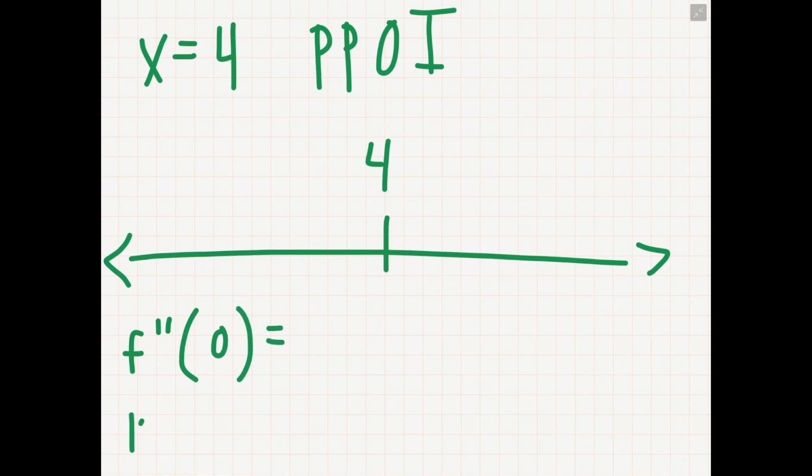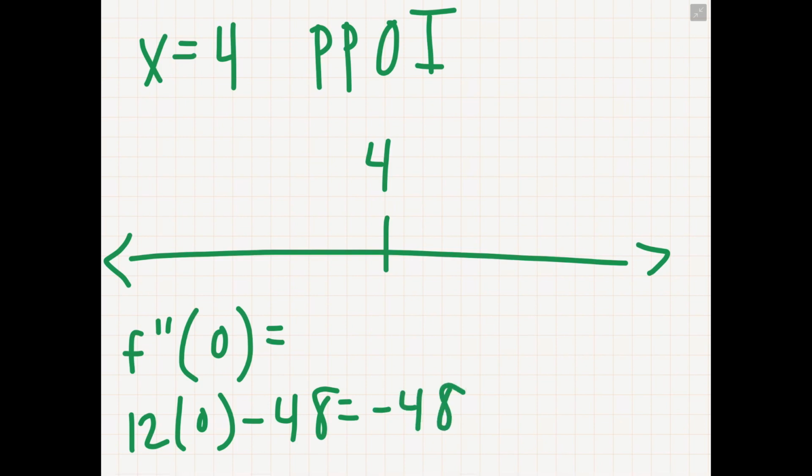So for the value that is less than 4, we can test x equals 0, and f double prime of 0 is equal to negative 48. The value is not so important as the sign, and we know that 0 minus 48 is negative, so the interval of negative infinity to 4 would get a negative sign.